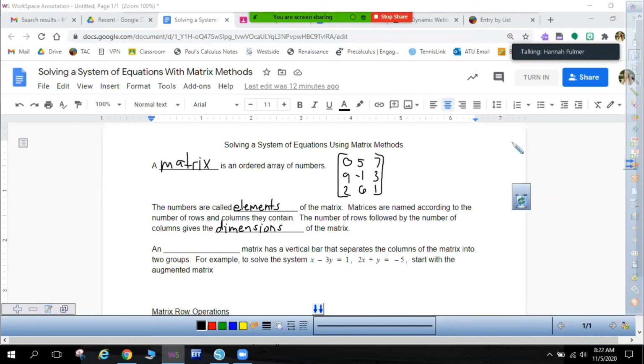Okay, so dimensions of a matrix. If we look at this matrix that we drew up here, I said it has 3 rows and 3 columns. So this is a 3 by 3 matrix. So the number of rows always comes first, then the number of columns.